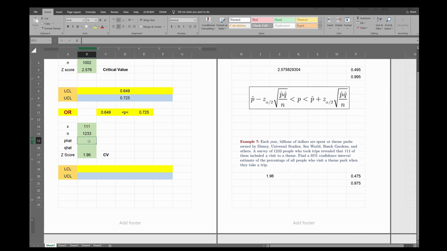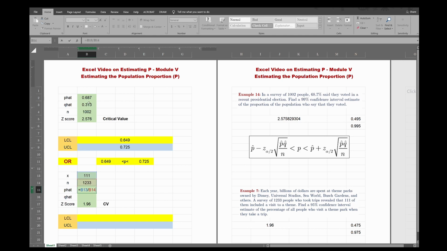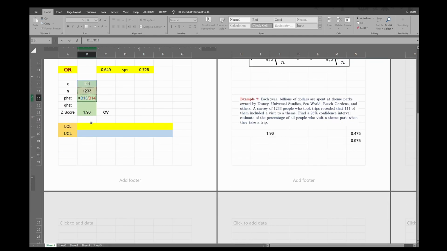Now my p hat is x divided by n. That's always the definition of p. P is always x divided by n, from back in module 2. So p hat is x divided by n. See, in the first example they gave you p hat. That's why I broke it into 2 examples. But here you don't have p hat, so you have to figure it out by dividing x by n. Once you have that, then q hat would be 1 minus p hat.